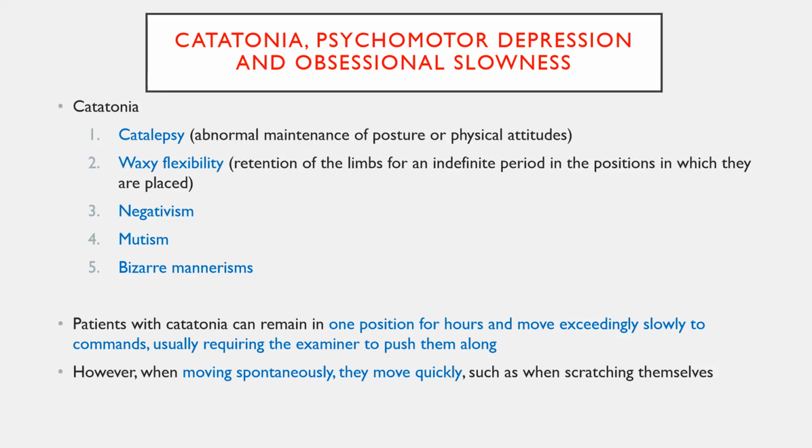Second one is catatonia. The catatonic patient will be having catalepsy, that is abnormal maintenance of the posture or physical attitude, and waxy flexibility, like retention of the limbs for a prolonged, indefinite period in which they were earlier placed. Negativism, mutism, and bizarre mannerisms will also be there. A patient with catatonia will remain in one position for hours, moves exceedingly slowly to commands, usually requiring the examiner to push them along. However, when moving spontaneously, they can move quickly. That will help to differentiate from other movement disorders. You might have seen many cases in emergencies and the psychiatry ward also. Okay.